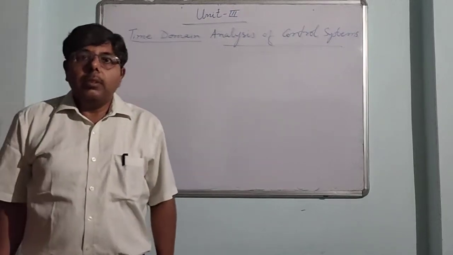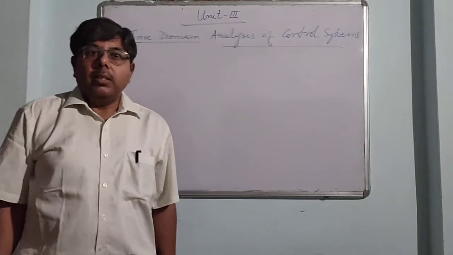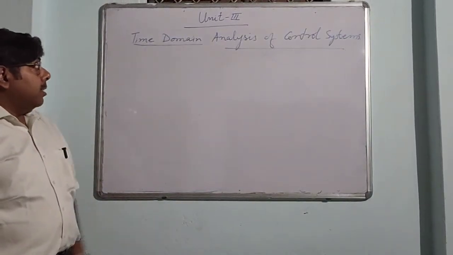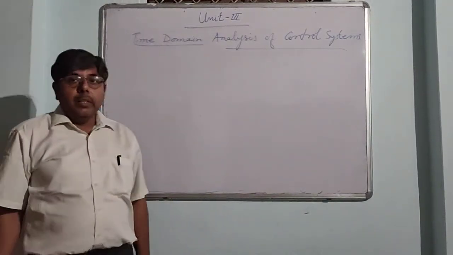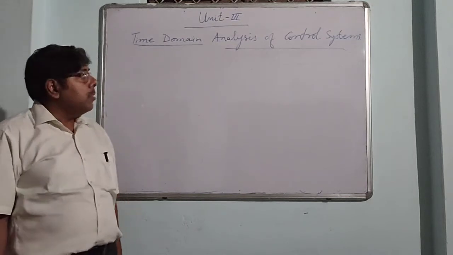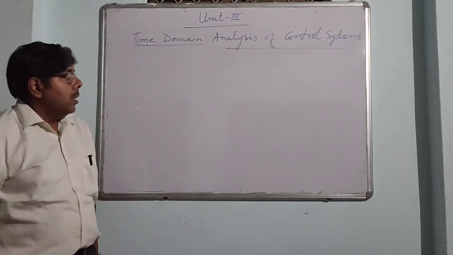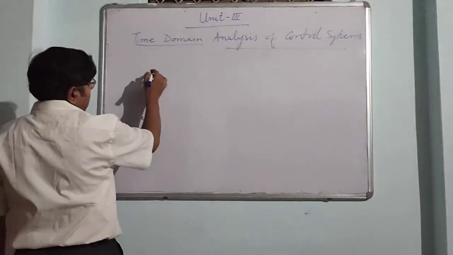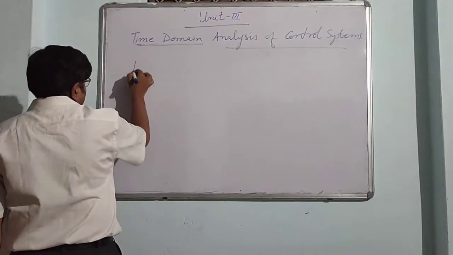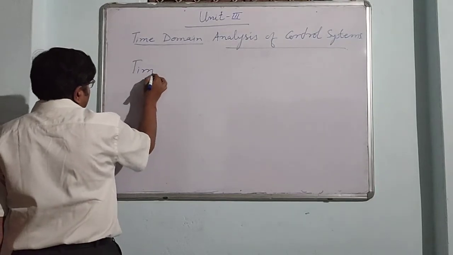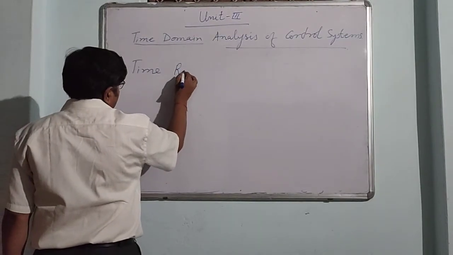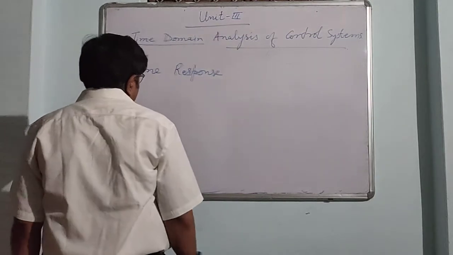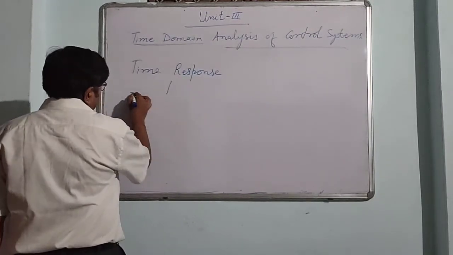Dear students, today we will start the next unit, that is the third unit, time domain analysis of control systems. In time domain analysis, the time response is divided into two parts.